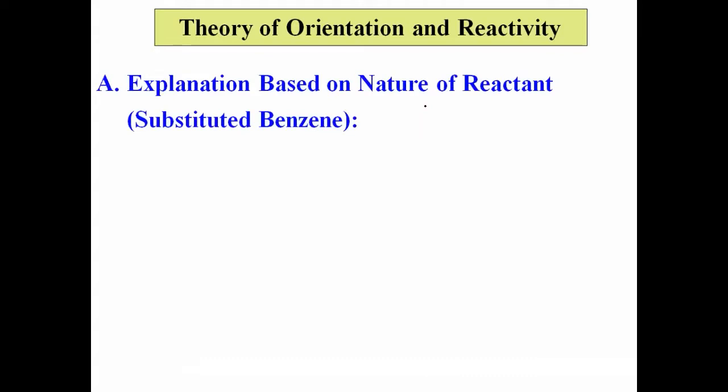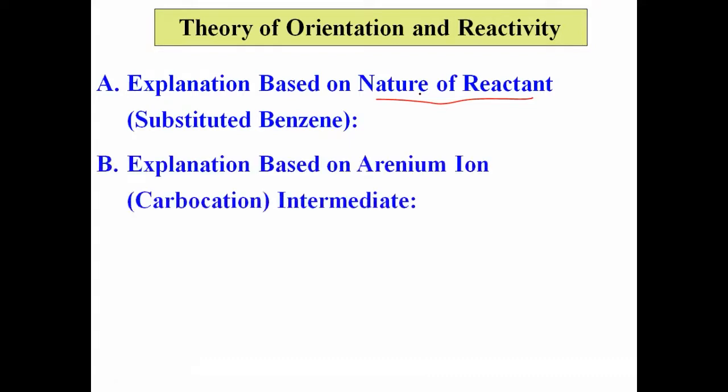And here I am going to explain that orientation and reactivity on two different modes or two different bases. One is the explanation based on the nature of reactant, and that is substituted benzene. What is the nature of substituted benzene? What is the nature of reactant? This is the first mode for the explanation. And second mode, explanation based on the arenium ion intermediate. What is the stability of arenium ion? On that basis, we can explain about that orientation and reactivity, second mode.